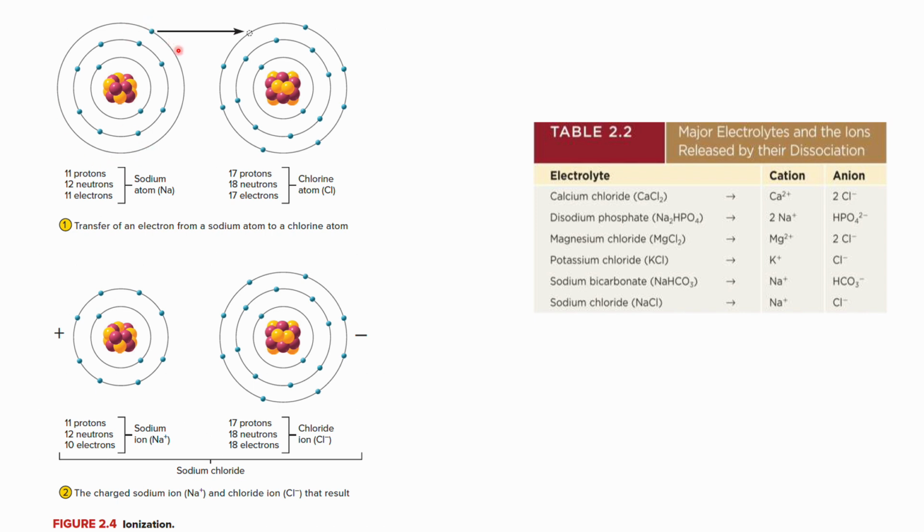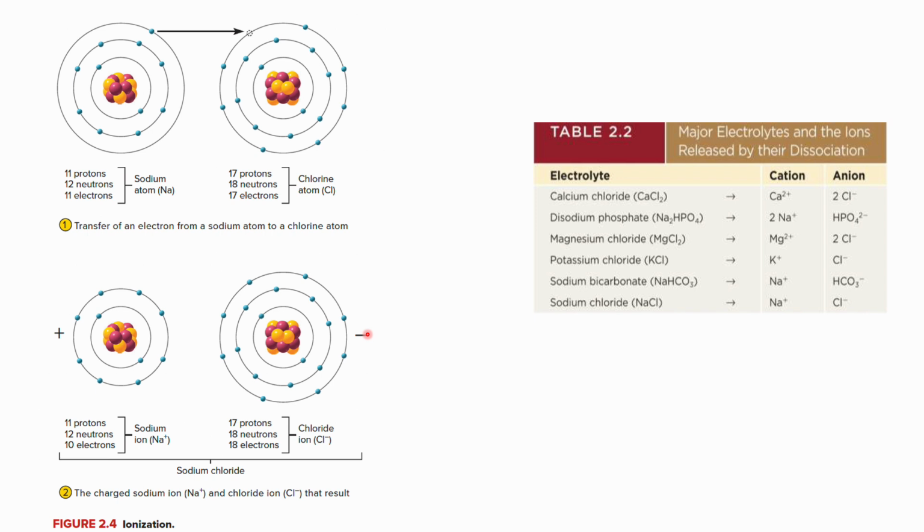It has one valence electron here. Chlorine with its valence electrons there. The transfer of an electron from sodium to chlorine now gives us sodium chloride. We lost an electron there, so it is positive. We gained the electron here, so it is negative. So this is a charged sodium ion and a chloride ion that then results.